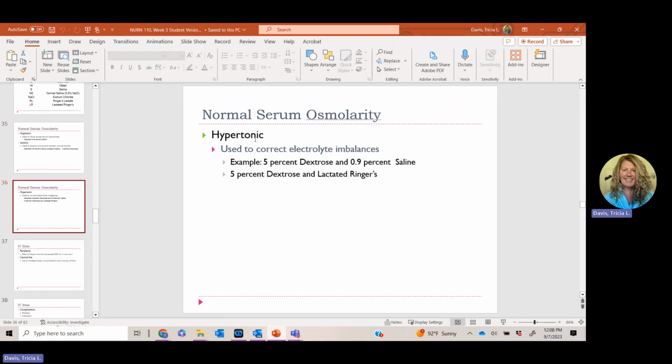Then sometimes we have to give a hypertonic solution, and this is also going to be used to correct electrolyte imbalances. So this would be when we have too much water, not enough particles. Hypertonic solutions are heavily concentrated. They have a lot of particles. An example of this would be 5% dextrose and 0.9% saline, or 5% dextrose and lactated Ringers together.